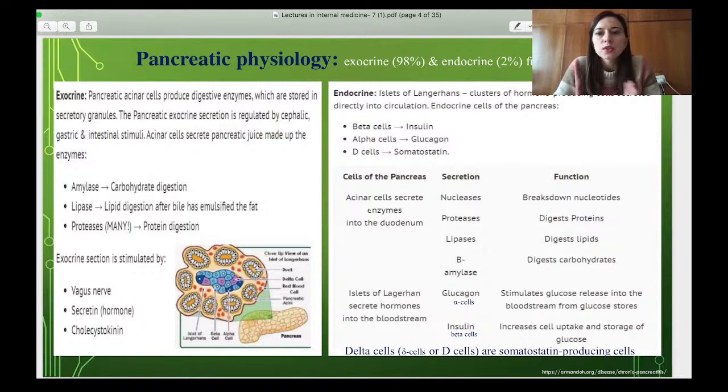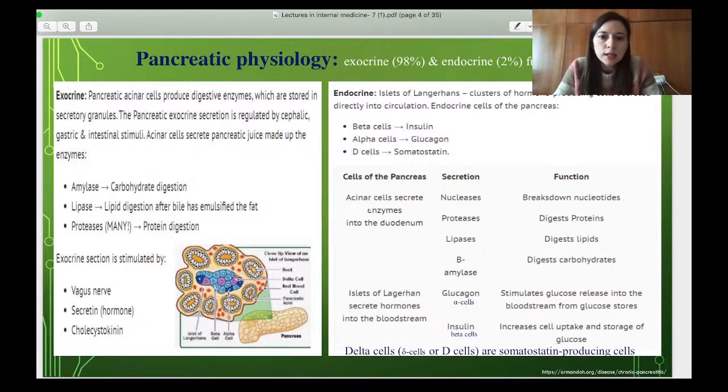And what about the cells of the pancreas? What secretion and what is the function? Acinar cells secrete enzymes into the duodenum: nucleases, proteases, lipases, and amylase. As for function, nucleases break down nucleotides, proteases digest proteins, lipases digest lipids, and amylase digests carbohydrates.